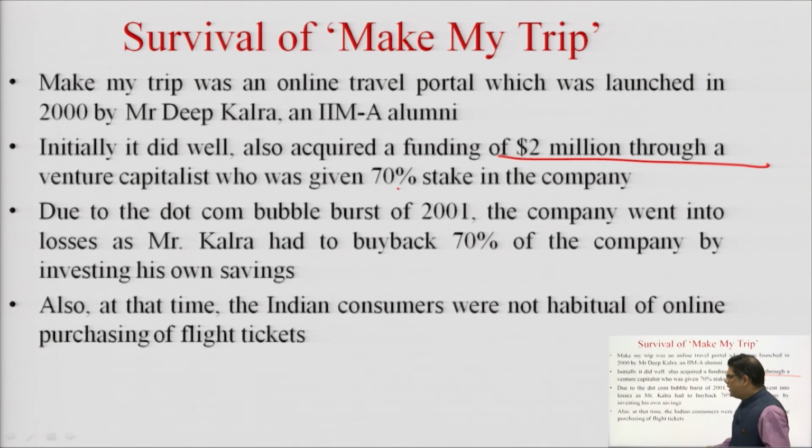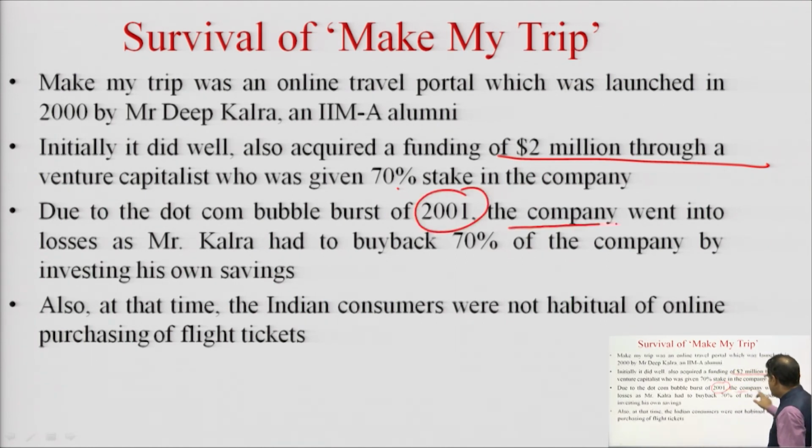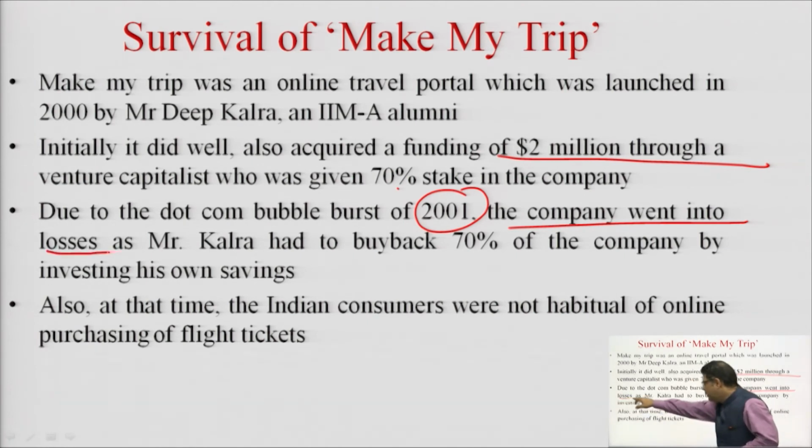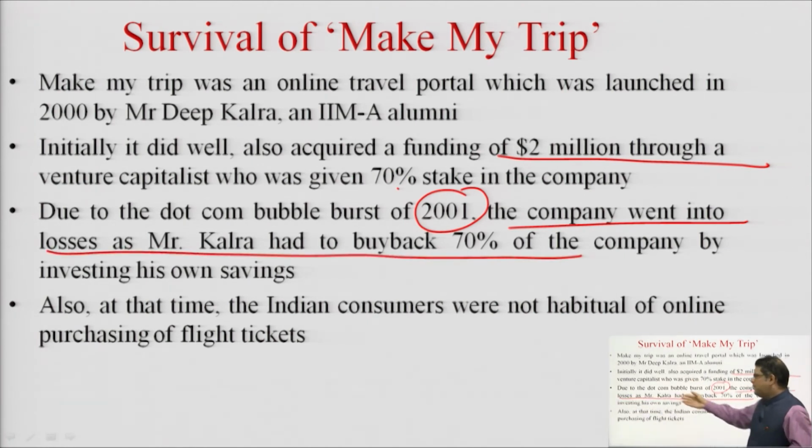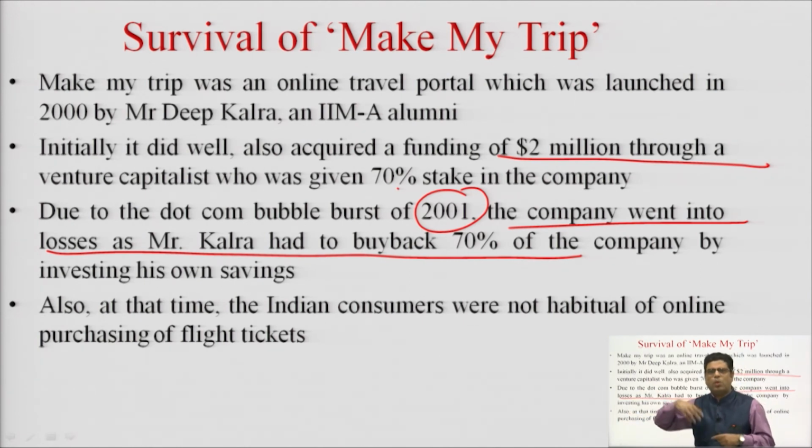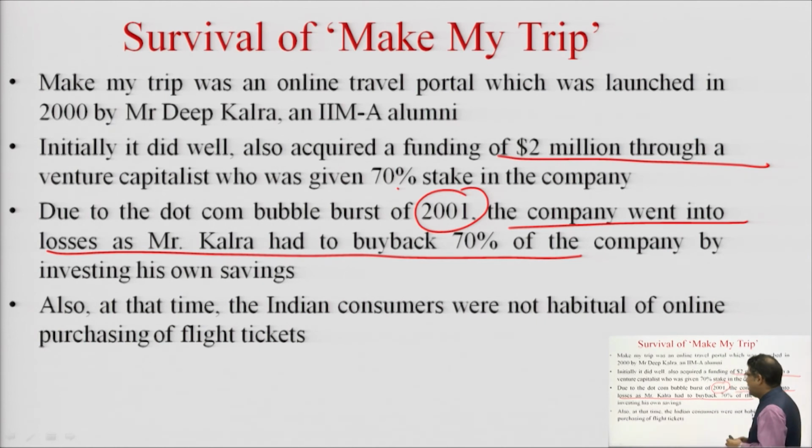So, this problem occurred in 2001, and because of it the company suffered huge losses. As a result, Deep Kalra had to buy back the 70% from the venture capitalist, and he had to invest his own savings. Because he had to invest his own savings, he suffered major losses. The employee strength of the company came down, and from a big office they shifted to a small office, and all these negative things happened.